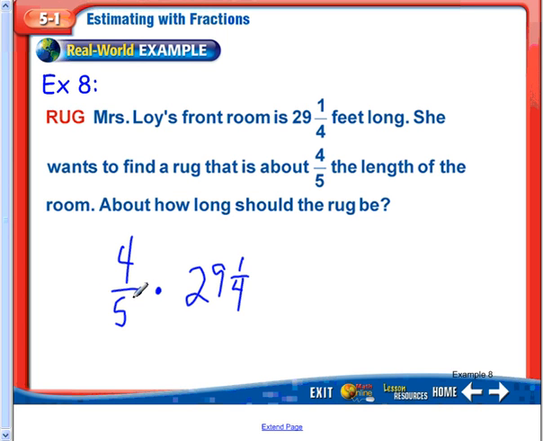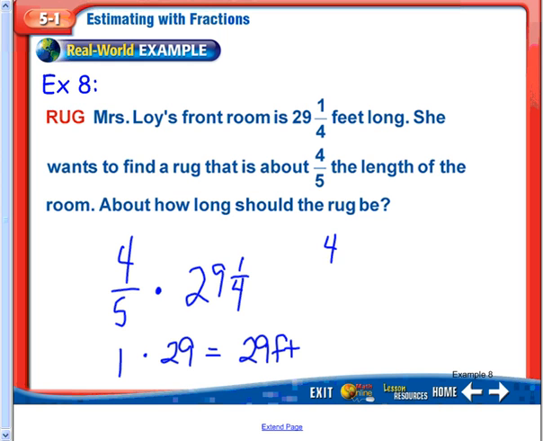Okay, well, we know that if we round or estimate 4/5 to be 1 here, we're going to get 1 times about 29, and that'd be about 29 feet. And we could do it that way. So we can change this to 1 times 29, because 1/4 is less than a half, and so we're going to get about 29 feet.